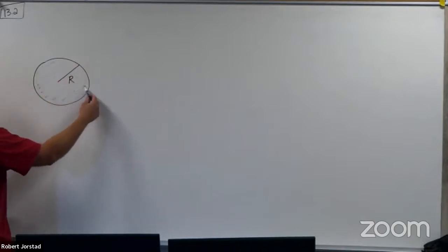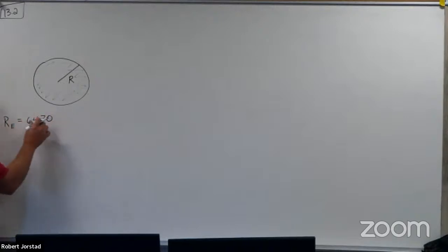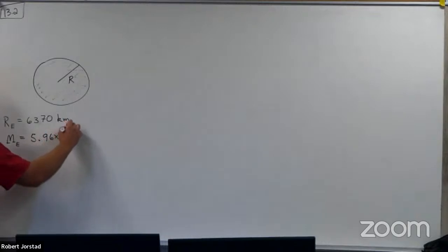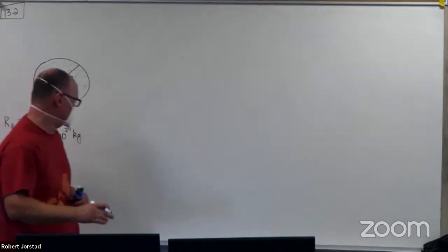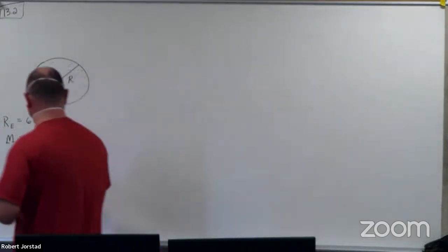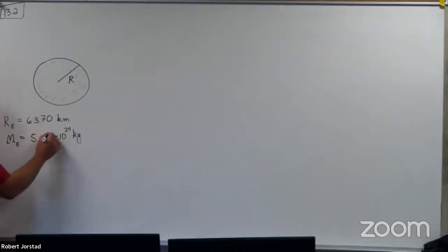Okay, so now I want to talk about some practical aspects. Let's say we have a planet with some radius r, maybe it's the Earth. Well, it's 6370 kilometers, is that right? Mass is 5.97 times 10 to the 24. Did I get the other one right? Yeah. Okay, thanks.